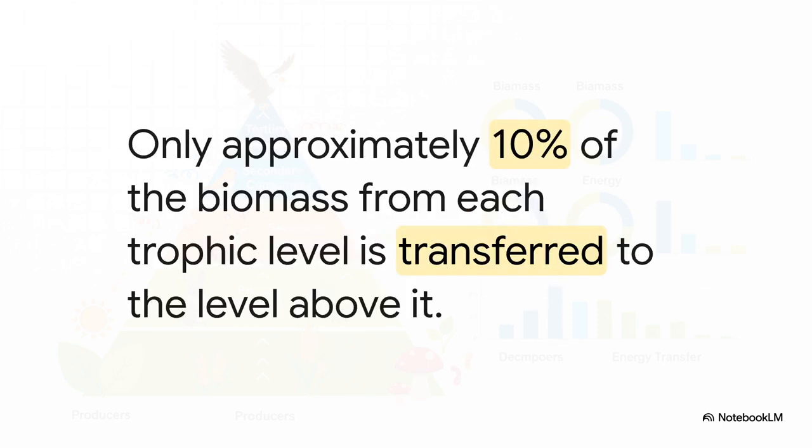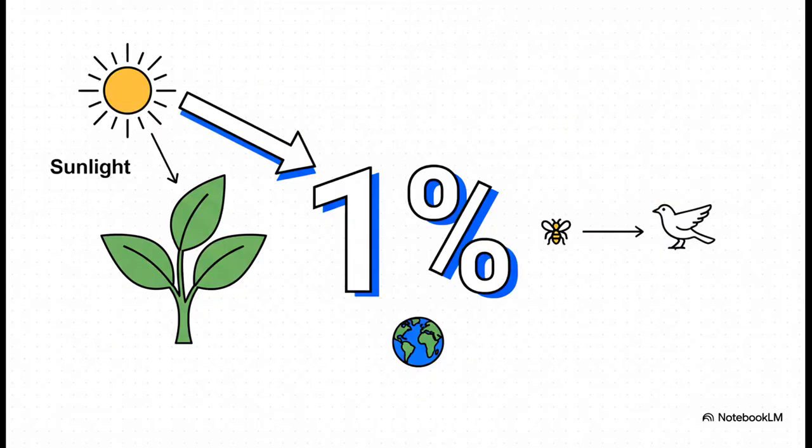So here's what it means. Only about 10% of the biomass from one trophic level actually gets stored in the level above it. Think about that. For every 10 kilograms of food an animal eats, only about 1 kilogram of it actually becomes part of its body. But hold on, before we figure out where that other 90% goes, let's trace this all the way back to the very beginning.